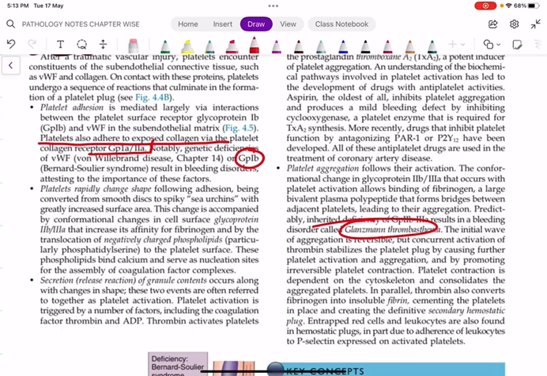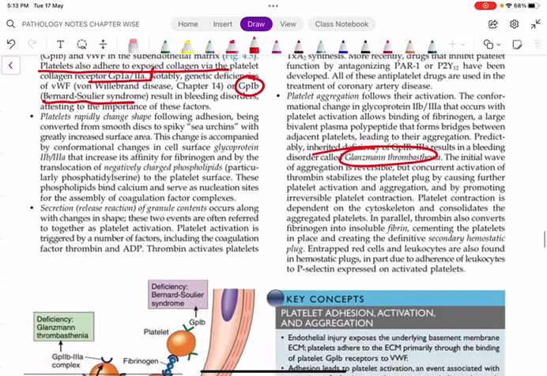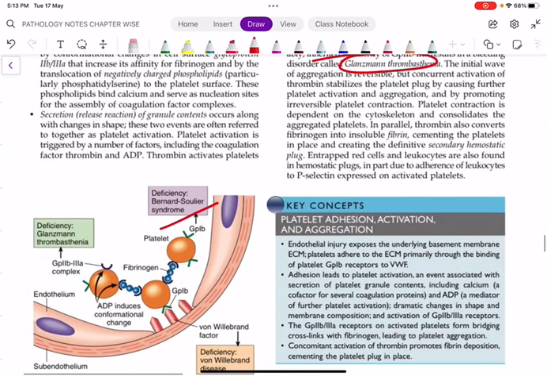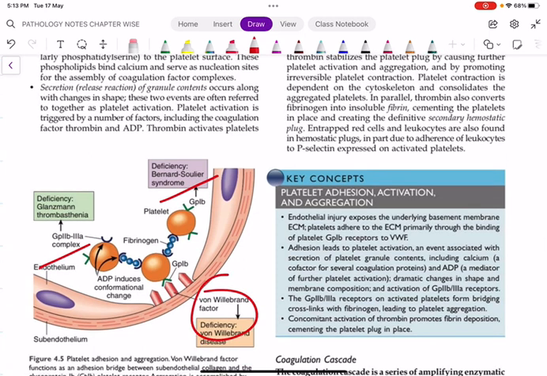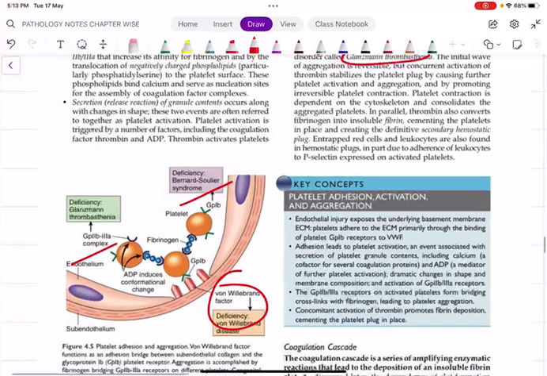So glycoprotein 2b3a helps in platelet aggregation, whereas platelet adhesion is with the collagen, and also with the von Willebrand factor, that is by the glycoprotein 1b9 receptor. Its deficiency leads to a condition called Bernard-Soulier disease. So glycoprotein 1b deficiency gives Bernard-Soulier, 2b3a deficiency gives Glanzmann thrombasthenia, and von Willebrand factor deficiency gives von Willebrand disease. I'm not going into that now.